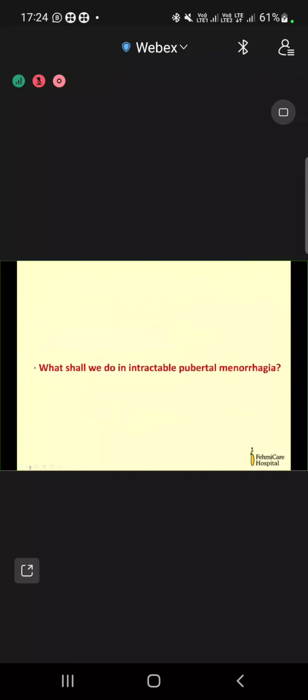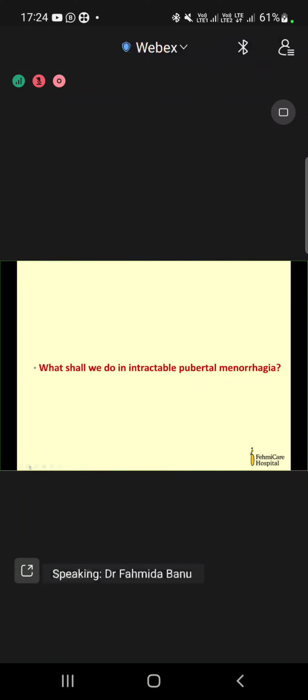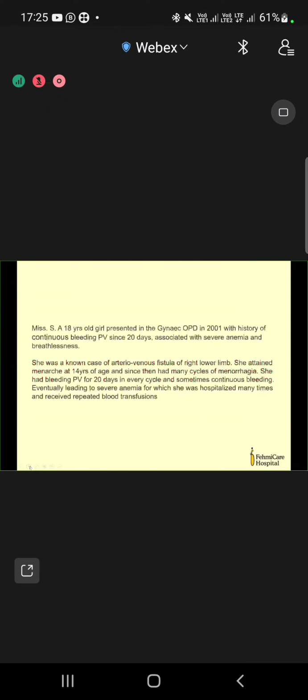I would like to share a very, very interesting case. When I had just come back to India, I was looking for Mirena. Mirena was not available at that time, and I got this girl who was 18 years of age, brought to the OPD with a history of continuous bleeding PV. She was severely anemic and breathless. She was a known case of arteriovenous fistula in the right lower limb from her birth. She attained menarche at 14 years of age. Since then, she had severe menorrhagia.